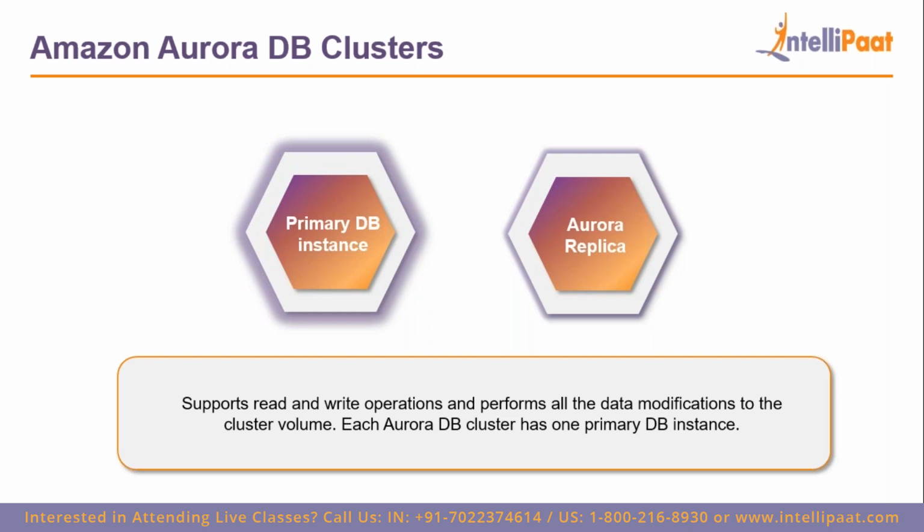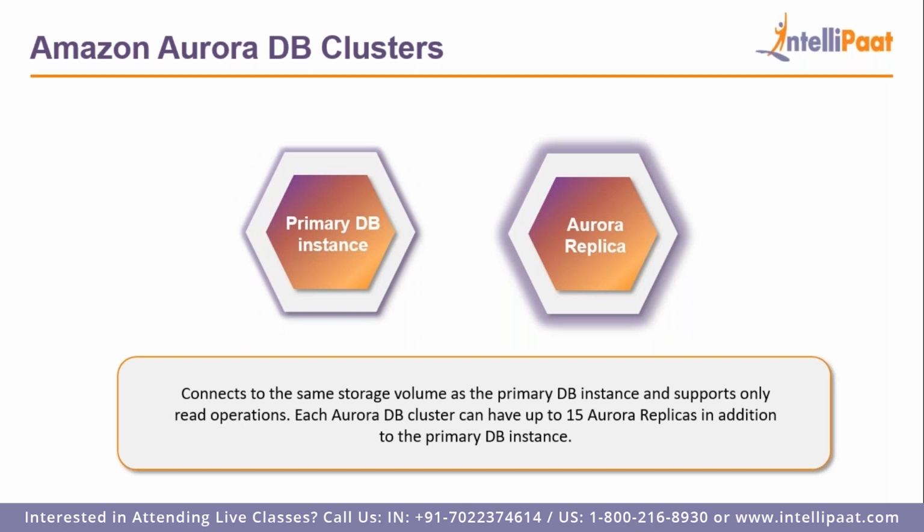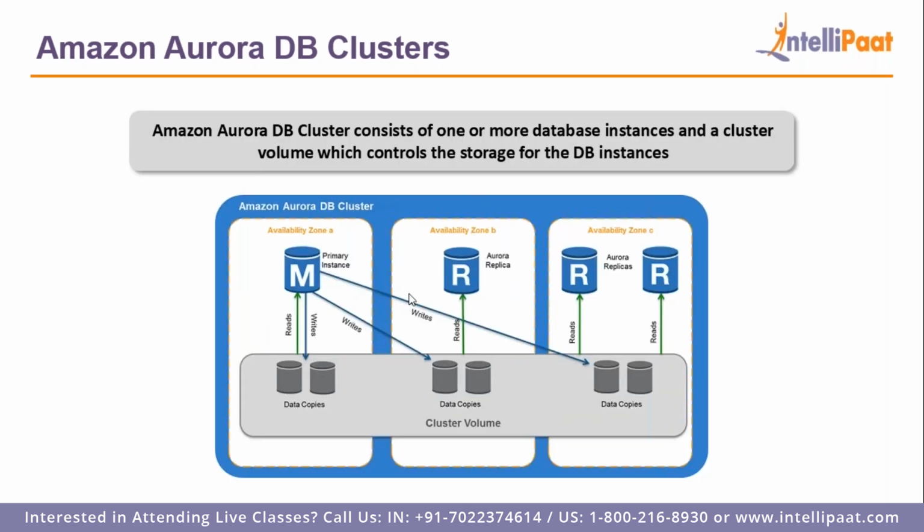Now let us understand primary database instances and Aurora replica. The primary database instance is the only endpoint, the only place where you can read and write and also do other data modification like delete and update. Coming to this, the Aurora replica connects to the same storage volume as the primary database instance. They are the same volume, but the Aurora replica only supports read operations. In these replicas you will not be able to write. If you write in the primary database instance, it will be replicated in the Aurora replica once the change has been made. If you come to this slide, you can see that.